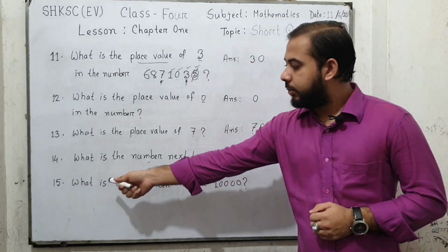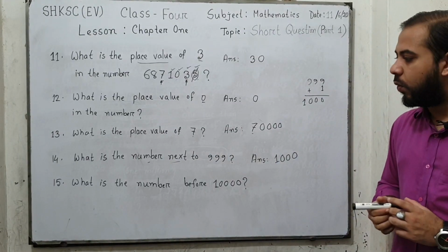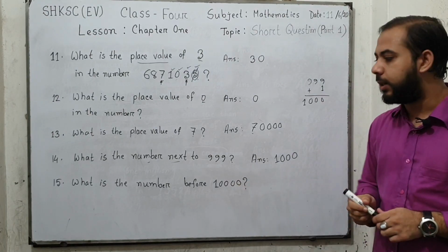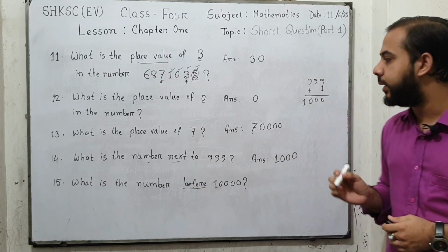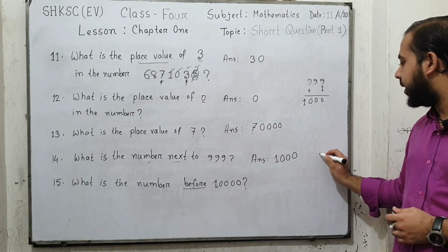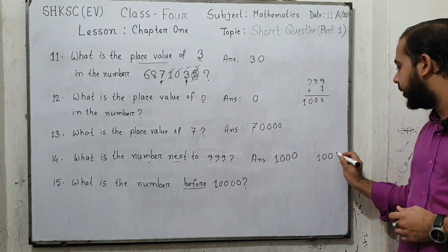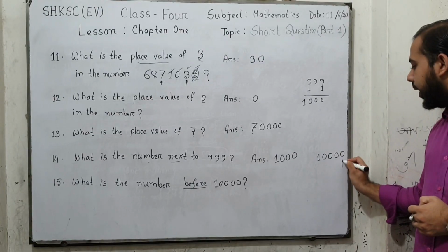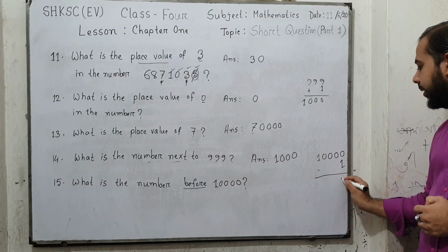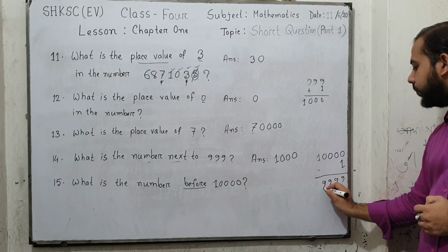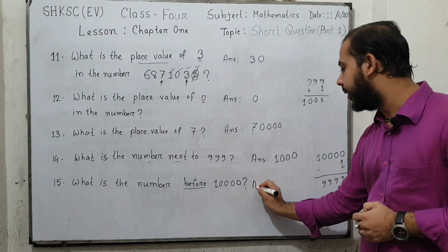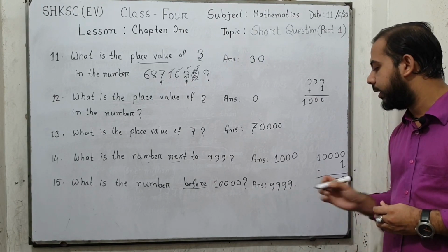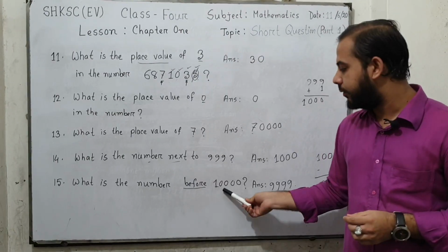Okay. Now next question, number 15. What is the number before 10,000? Before means we need to subtract 1 from the given number. The given number is 10,000. So if we subtract 1 from this number, we'll get 9,999. So this will be the number before 10,000.